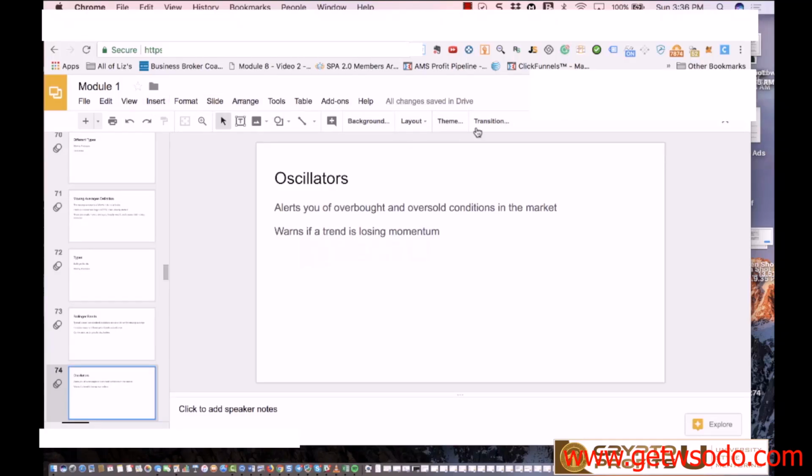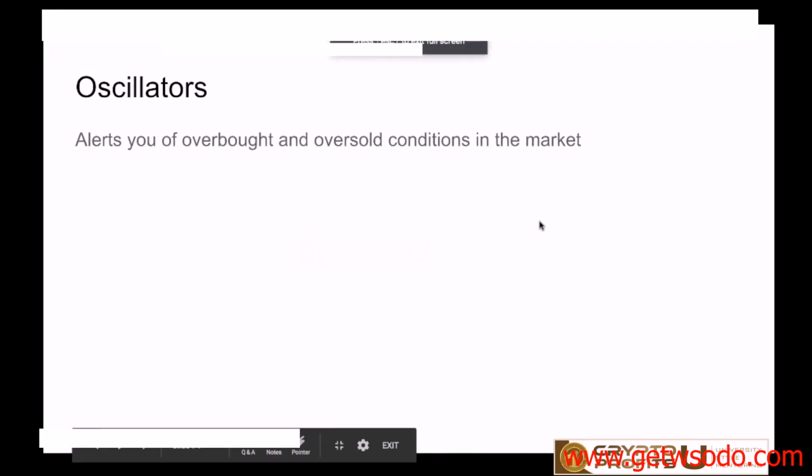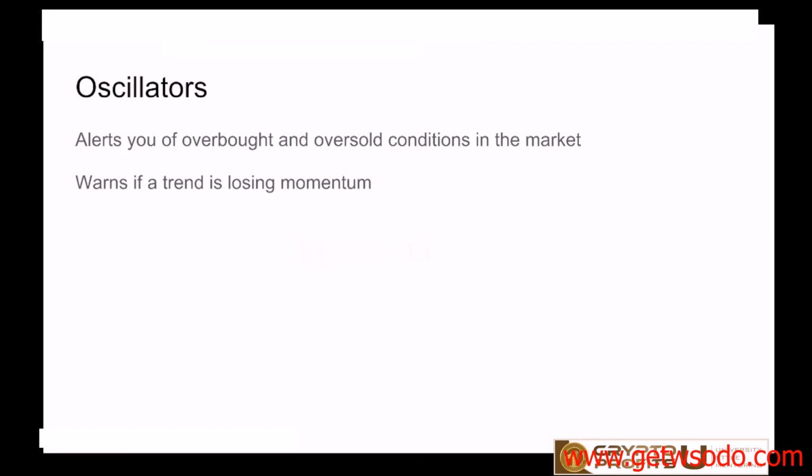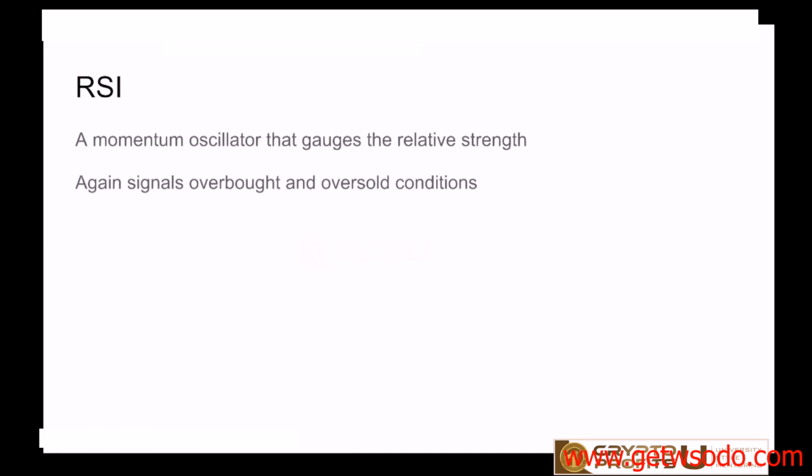So with oscillators, these alert us of overbought and oversold conditions in the market, and it also warns us if a trend is losing momentum. So the types of oscillators using two moving averages are RSI and MACD. And RSI is a momentum oscillator, and it gauges the relative strength of the actual market. And again, it signals overbought and oversold.